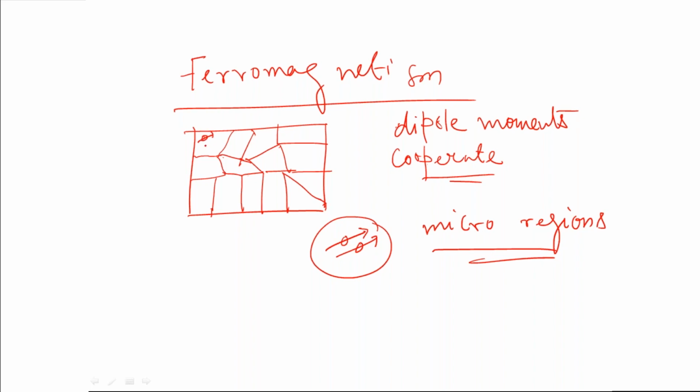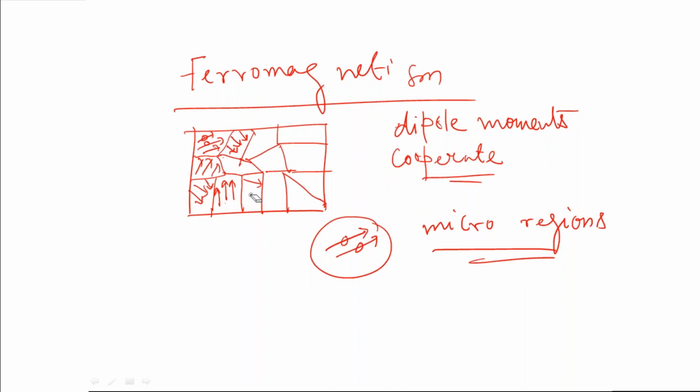There will be micro regions, very small regions, where the atomic dipole moments will be oriented in the same direction. So here maybe this way. These microscopic regions are actually called domains.